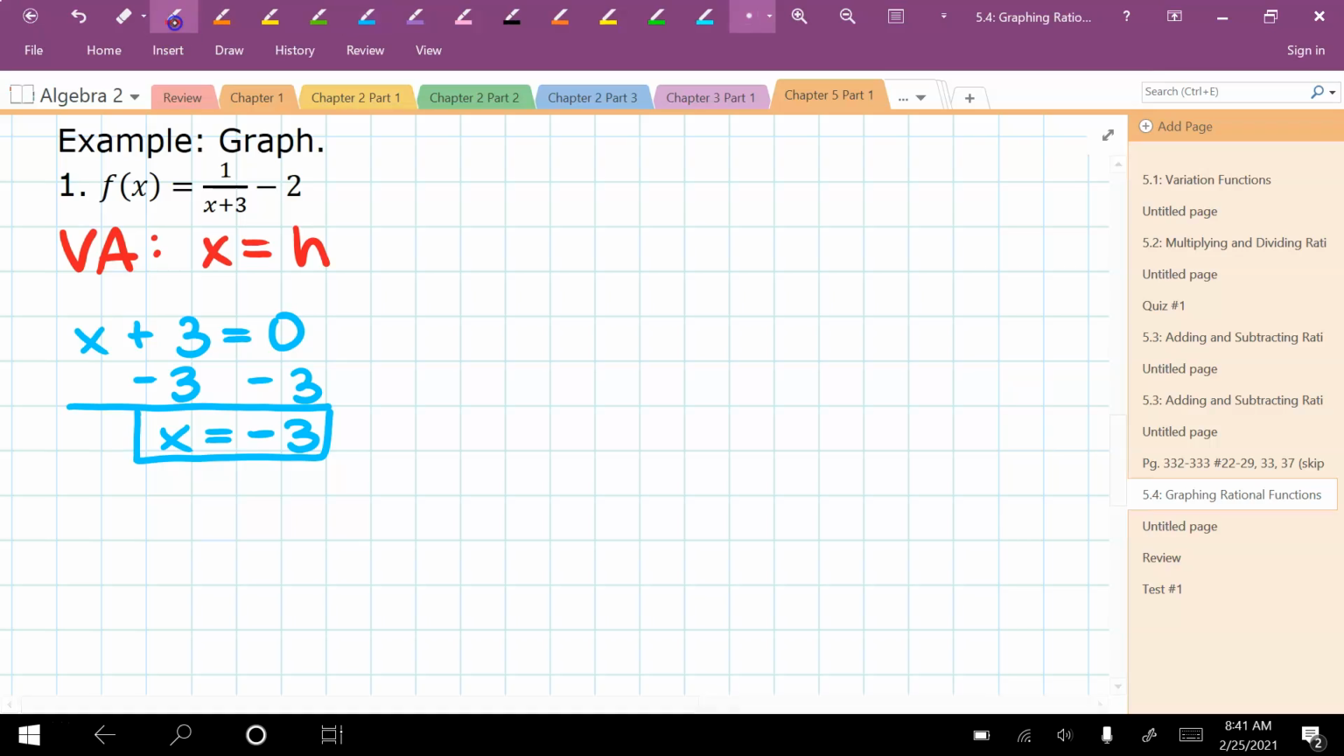Now we also have the horizontal asymptote, okay? And again, I'm going to abbreviate that as HA. That's when your y equals your k. And that comes from the number that's added or subtracted outside of the fraction. In this case, do you see how it says minus 2 after the fraction? That's your horizontal asymptote. So that means that y has to equal that number. Y is going to equal negative 2.